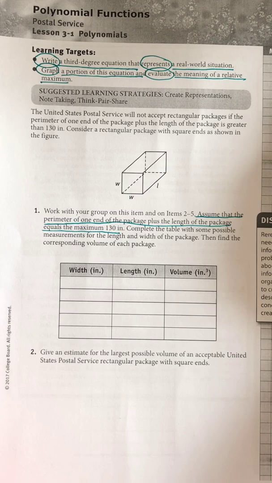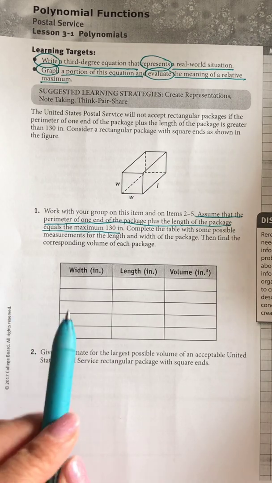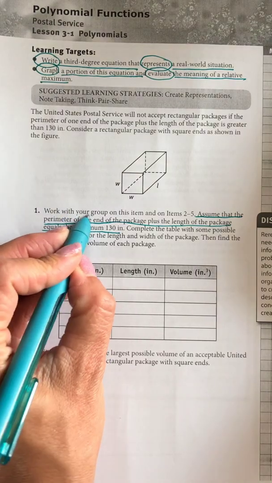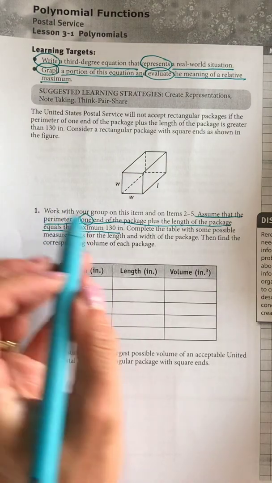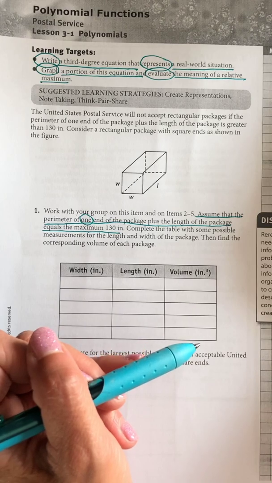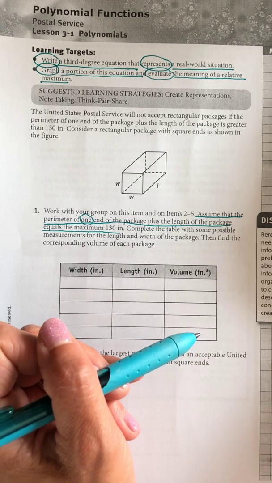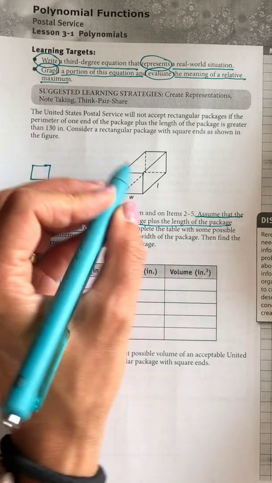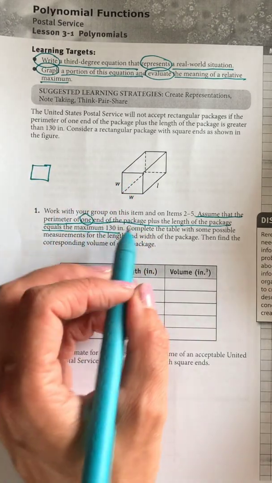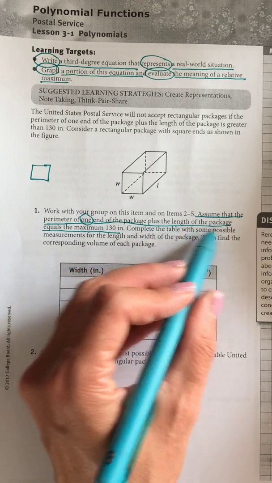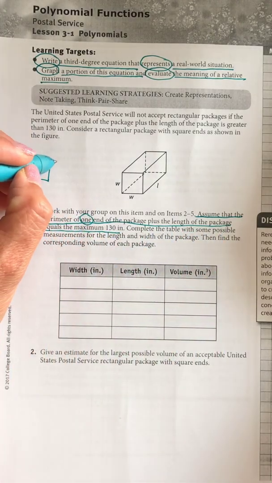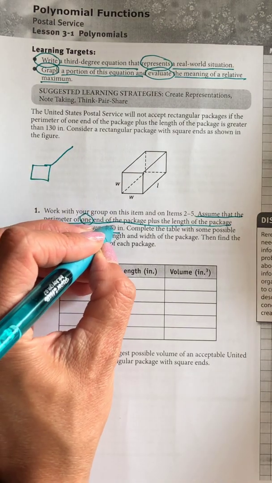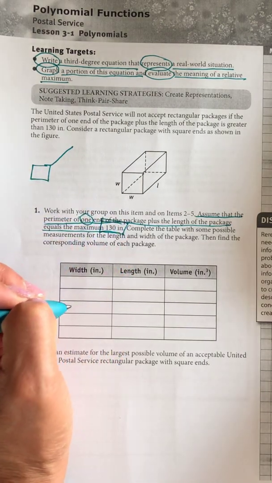Okay. So what do we underline? It says to assume that the perimeter, where we add up all the sides of one end of the package, plus the length of the package equals a maximum of 130 inches. What does that mean? One end would be the square end, or it says plus the length of the package. So the length would be however long it is, okay? And it would equal a maximum of 130 inches.